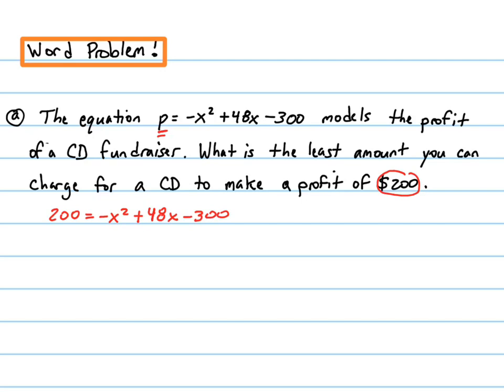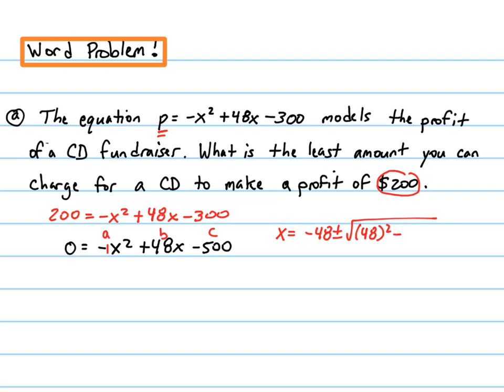Now, we need this to be set equal to 0 for the quadratic formula to work. So I'm going to subtract the 200 over. So 0 equals negative x squared plus 48x minus 500. Now what I need to do is set up and solve my quadratic formula. So remember, a is negative 1, b is 48, c will be negative 500. So x equals negative 48 plus or minus the square root of 48 squared minus 4 times negative 1 times negative 500. Really big numbers here.